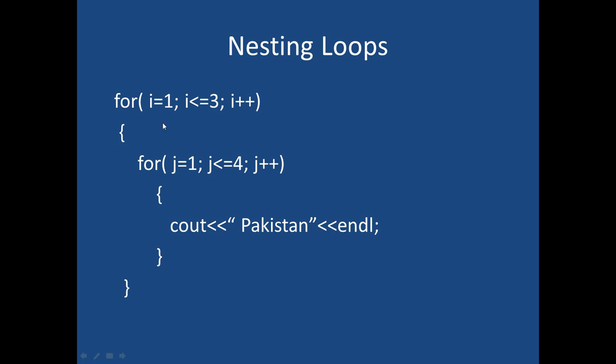Then the outer loop runs a third time, and the inner again starts from 1 to 4. So it will write Pakistan 12 times, because for each single cycle of the outer loop, the inner runs from 1 to 4 and prints Pakistan 4 times. For the first cycle of the outer loop, the inner prints Pakistan 4 times. For the second cycle, the inner prints Pakistan 4 times again. And for the third cycle of the outer loop, the inner again prints Pakistan 4 times.